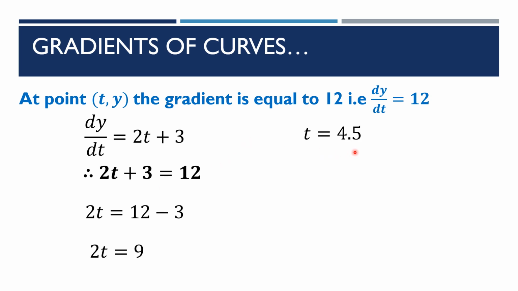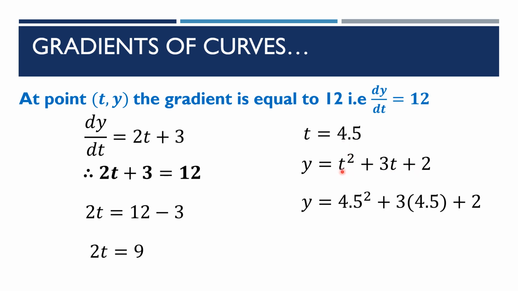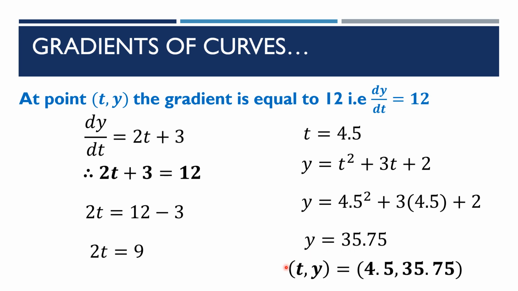To do that, we shall substitute t equals 4.5 into the equation of y, which provides that y is equal to t squared plus 3t plus 2. So we go ahead and replace t with 4.5. So where t is, we substitute 4.5. And if you evaluate this expression for y, we obtain that y is equal to 35.75. As a result, the required point (t, y) has the coordinates 4.5 and 35.75.